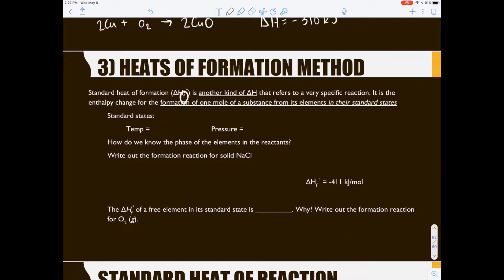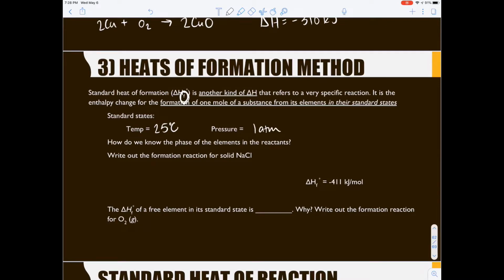And this little subscript here means formation. Okay, so it's basically delta H for a reaction in which any compound or thing forms from its individual elements in their standard states. Okay, what does that mean? What are the standard states? Temperature. It's 0 for gases. I think it's actually 25 for thermochem. Okay, and then pressure is 1 atmosphere, as usual.